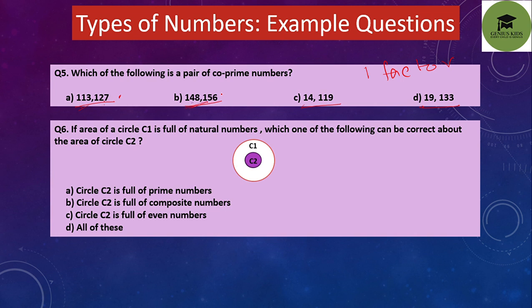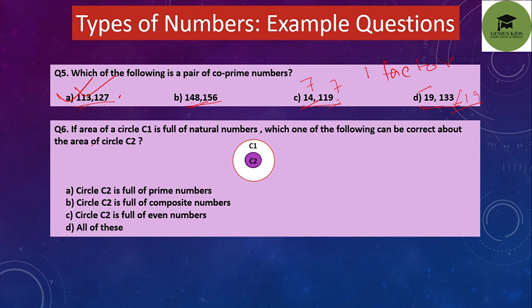This is divisible by 2, so it has more than 2 factors. 14 and 119 are divisible by 7. 19 and 133 are divisible by 19. So co-prime numbers are those where only one factor is common, that is 113 and 127.